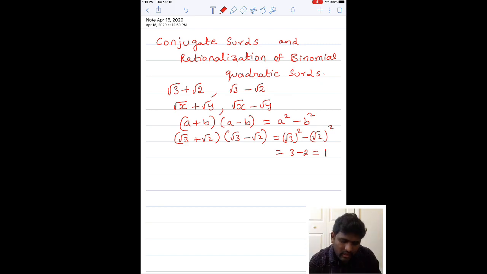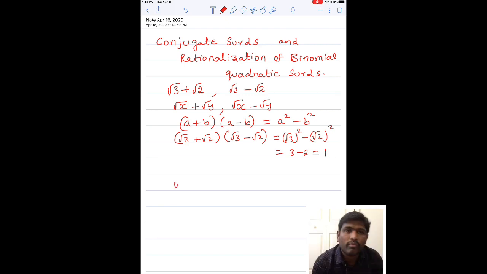Next, let us learn what is rationalization of binomial quadratic surds. First of all, binomial quadratic surds. What is the meaning of binomial quadratic surds? Very simple. The sum or difference of two quadratic surds is called a binomial quadratic surd. The most important word is quadratic.